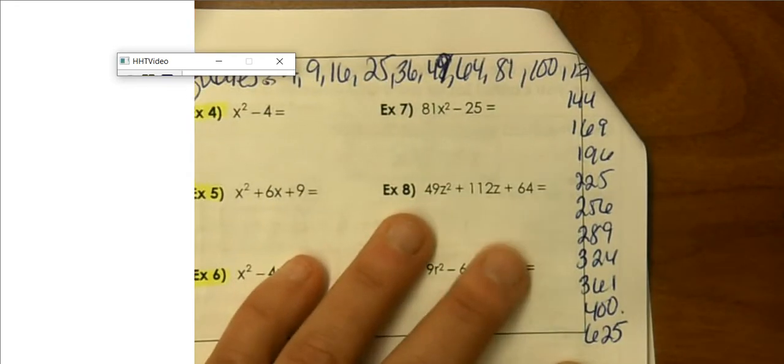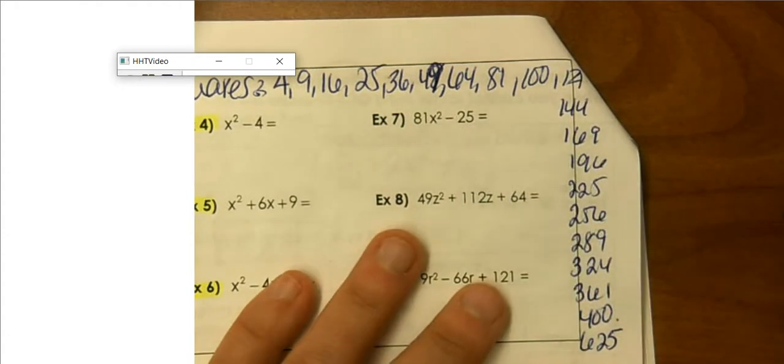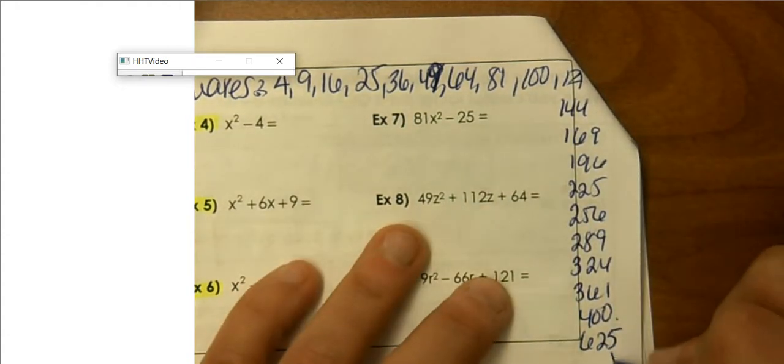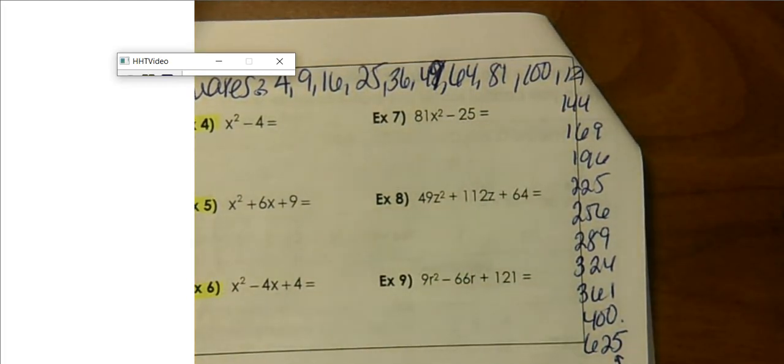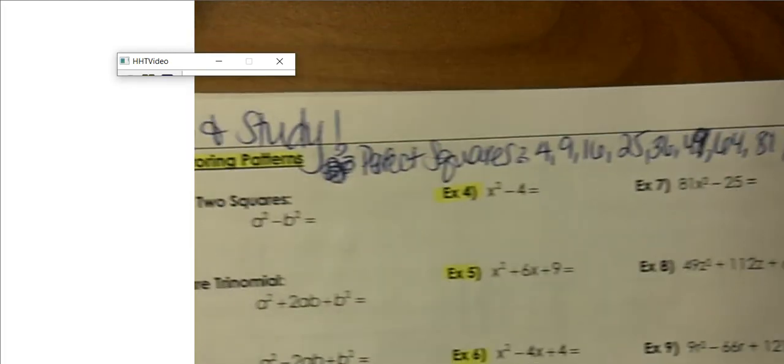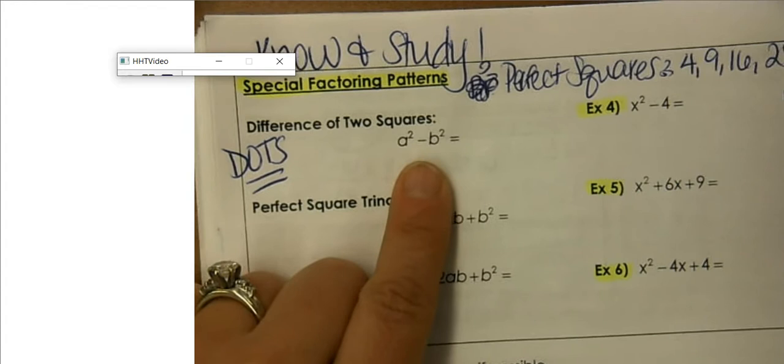And what these are is your perfect square numbers, 1 through 20, except for this one, this is 25 squared. So you need to know and recognize when you see a difference of two perfect squares. You'll see a perfect square minus another perfect square. So in our easy example, what I have here is a squared minus b squared.